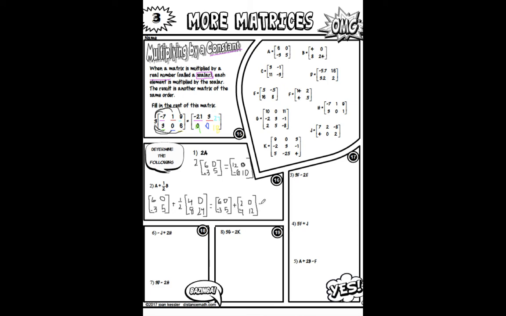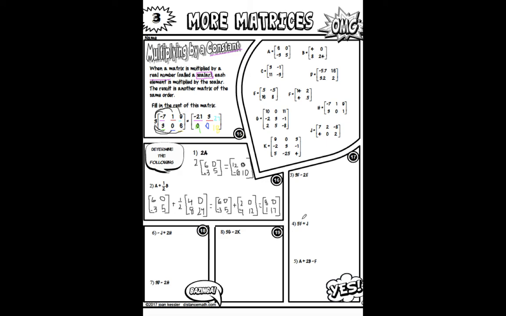Then after I do my multiplication, now I can add. So I add the corresponding elements. So 6 plus 2 is 8. 0 plus 0 is 0. Negative 3 plus 4 is positive 1. And then 5 plus 12 is 17. And then that would be my final answer.